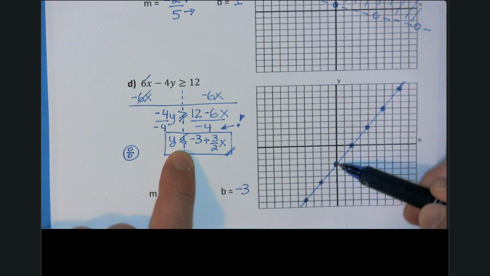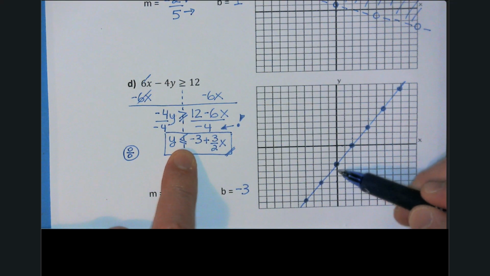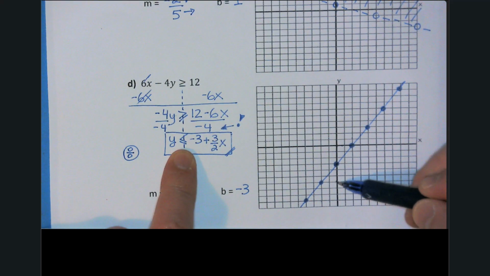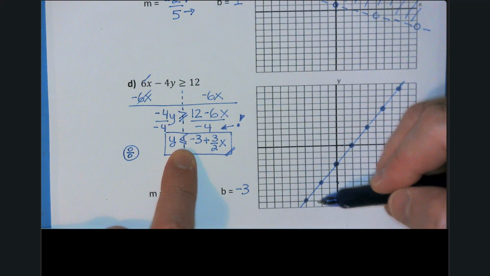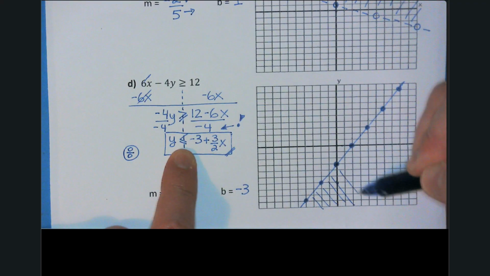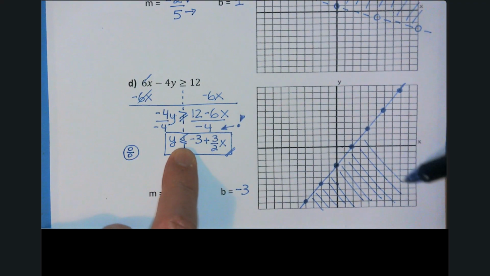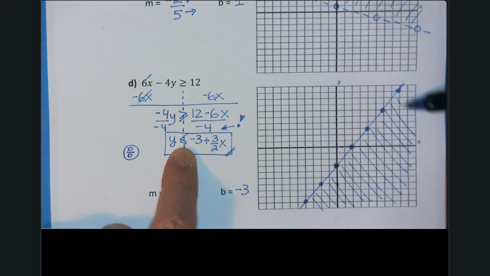Here's my elevator. I want to be on a floor that is less than the one that I am right now. So I'm going to ask the elevator to go down. So that means my pencil lands on this side of the line. And that's where I'm going to shade. So here's my shading right there. And there we go.